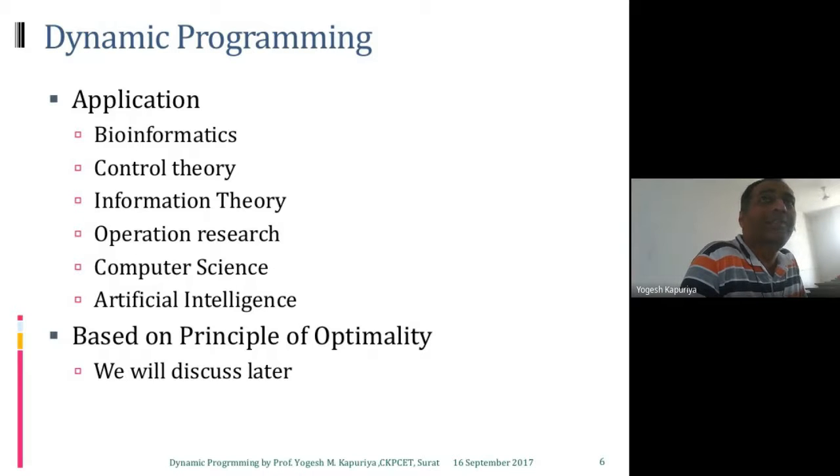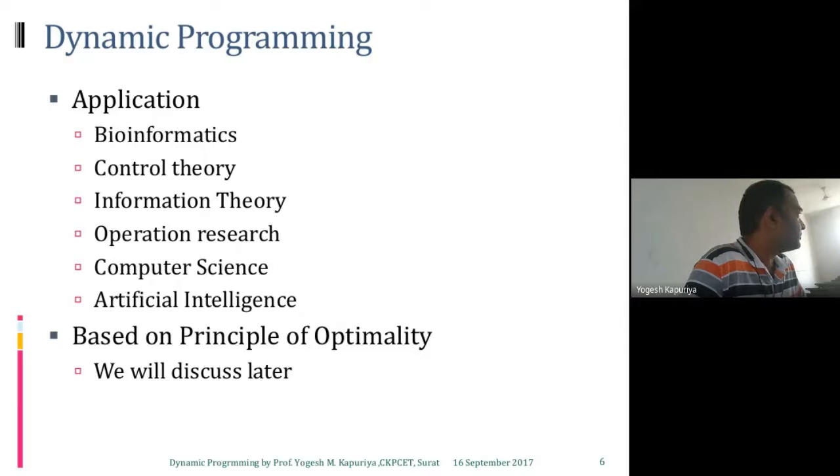So there are various applications: bioinformatics, control theory, information theory, operation research, computer science, and artificial intelligence. These are the different domains where this method of solution is useful. Bioinformatics means all the medical science where they are solving some sort of finding similarity. Let's say there is a cell and there is a disease. So what is the correlation between the pattern in the cell and the disease? For that type of problem, this technique can be used.